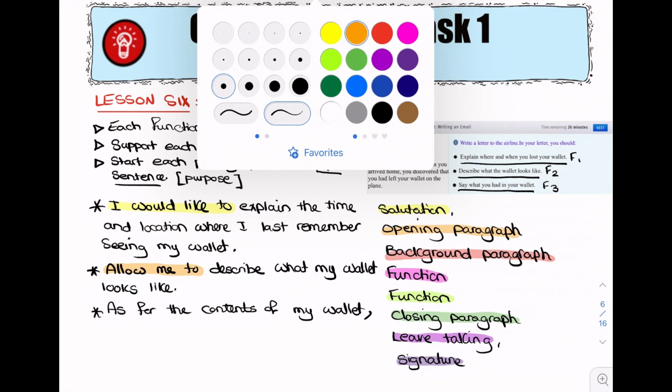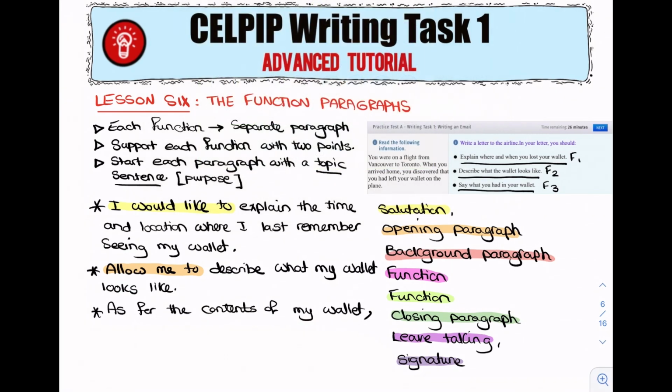And finally, the last structure that you can see here is as for the contents of my wallet, as for whatever it is that you're going to use. Another similar structure, which could be used here, is in terms of, or as far as something is concerned, and then you could follow it up with the points.